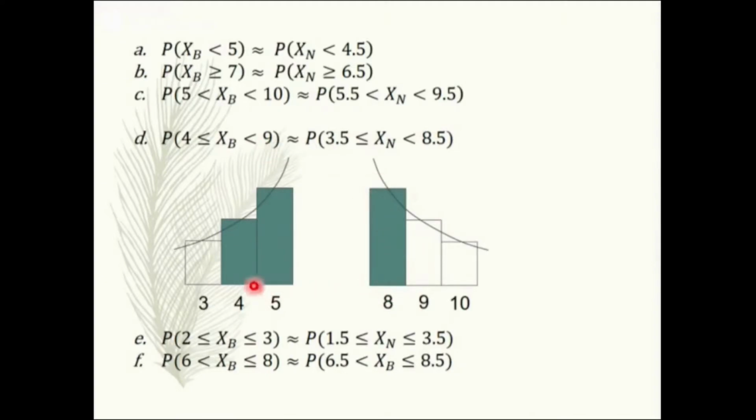So now if I wanted all the area between this 4 and 8, all these shaded regions, then this value here corresponds to 3.5, which is that one there. And then this value here corresponds to 8.5. So that's how you'd get this answer. So you'd follow a similar procedure for the rest of the examples.